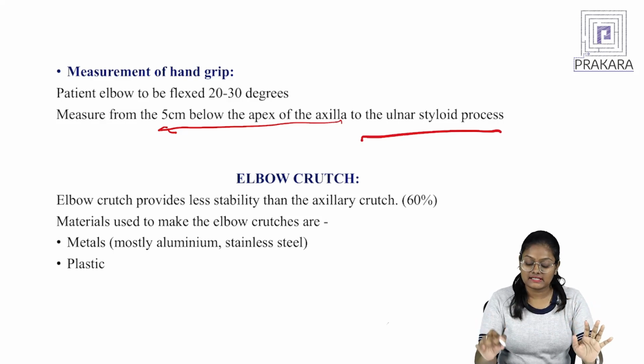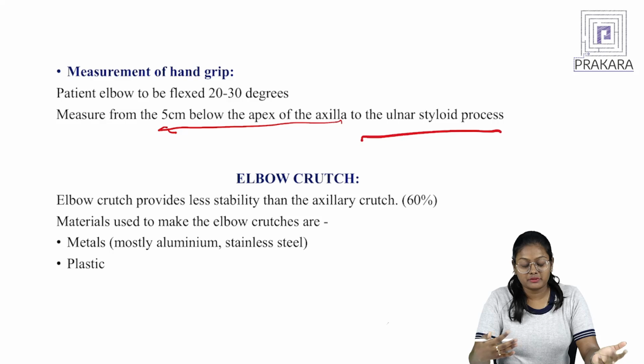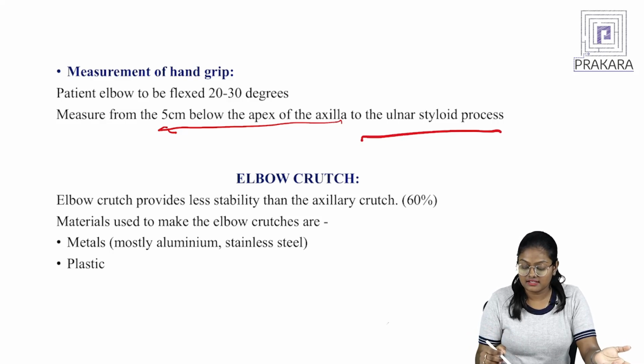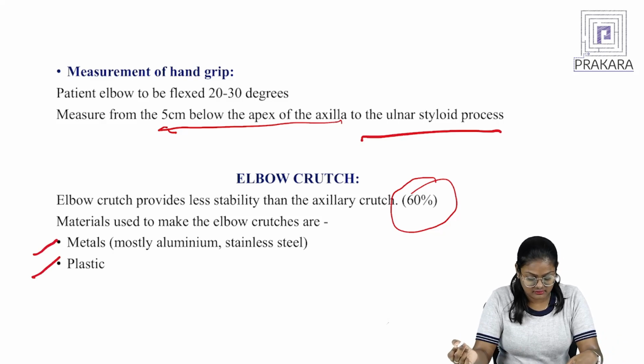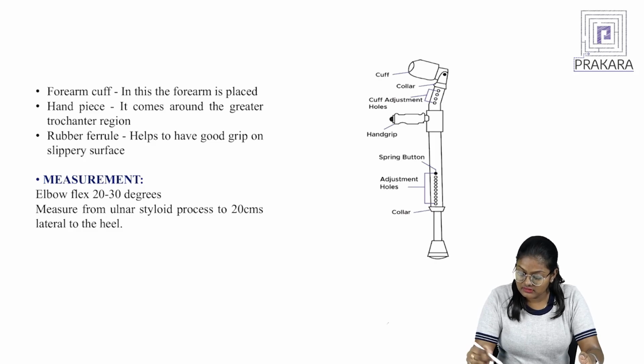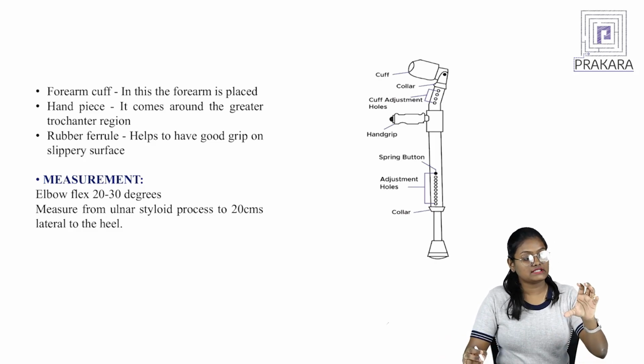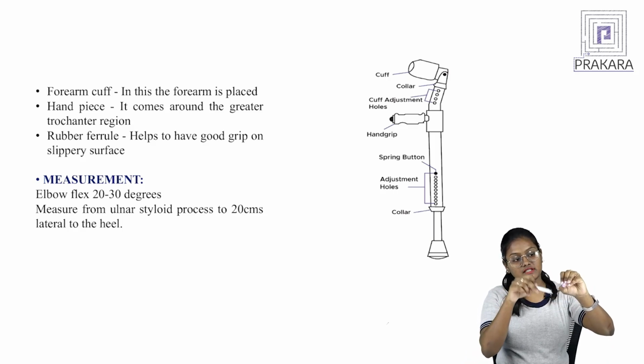Next, coming to the elbow crutch. The elbow crutch has lesser stability when compared to the axillary crutch. The stability is just 60%. The materials used to make the elbow crutch are metal or plastic. So this is the elbow crutch. If you see the parts, it consists of a cuff. The cuff will be circular like this.